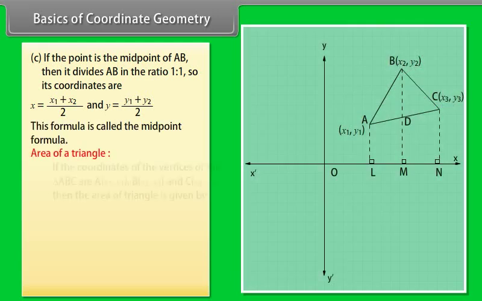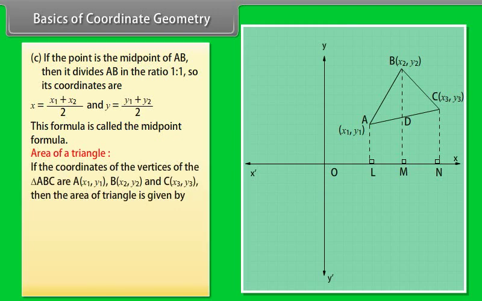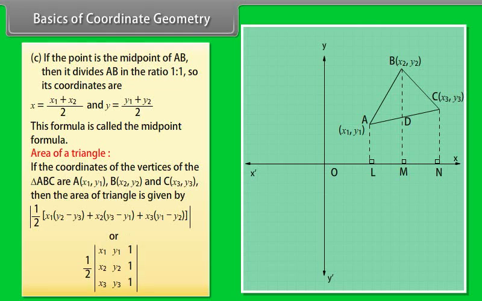Area of a triangle. If the coordinates of the vertices of the triangle ABC are A(x1, y1), B(x2, y2) and C(x3, y3), then the area of the triangle is given by the modulus of 1 by 2 multiplied by [x1 into (y2 minus y3) plus x2 into (y3 minus y1) plus x3 into (y1 minus y2)], or 1 by 2 determinant, first row x1 y1 1, second row x2 y2 1, third row x3 y3 1.